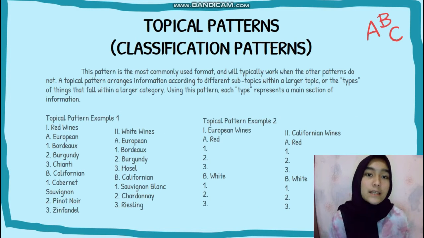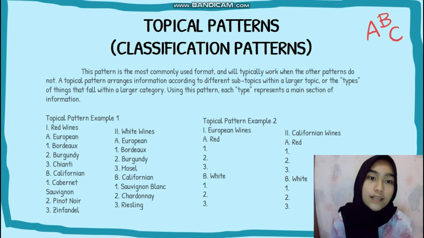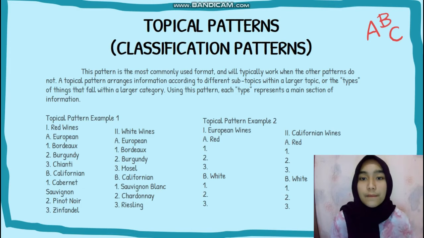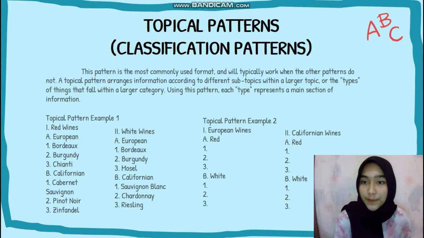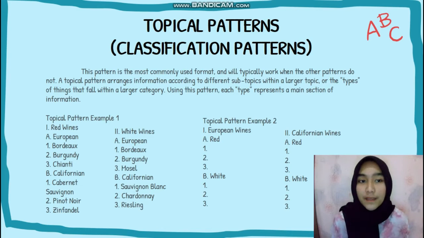Next is topical patterns, classification patterns. This pattern is the most commonly used format and will typically work when the other patterns don't. A topical pattern arranges information according to the different subtopics within a larger topic, or the types of things that fall within a larger category. Using this pattern, each type represents a main section of information. For example, topical pattern example 1.